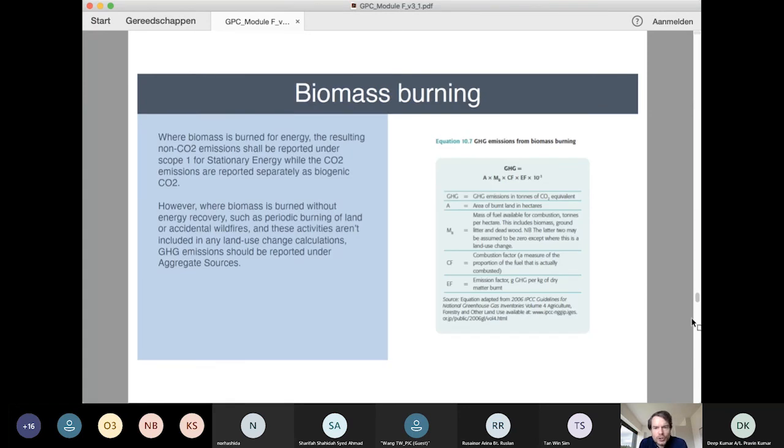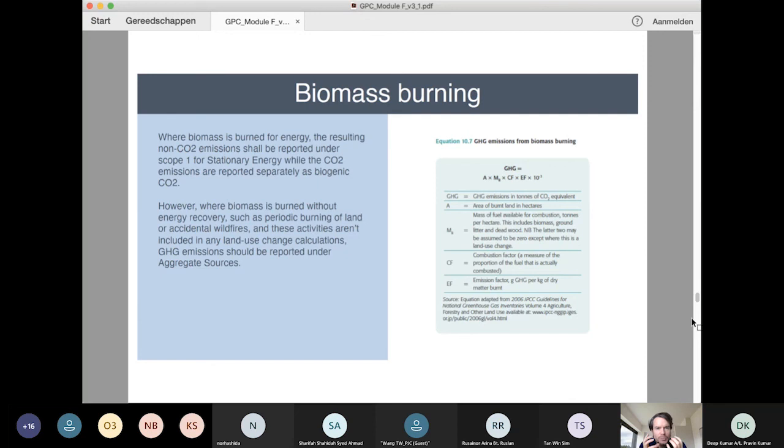Biomass burning is an important consideration. Where biomass is burned for energy, the non-CO2 emissions should be reported under Scope 1, while the CO2 emissions should be reported separately because they're of biogenic origin. But where biomass is burnt without energy recovery, such as the burning of land or accidental fires, there's no purpose to that energy, and so they should be captured under FOLU under aggregate sources.